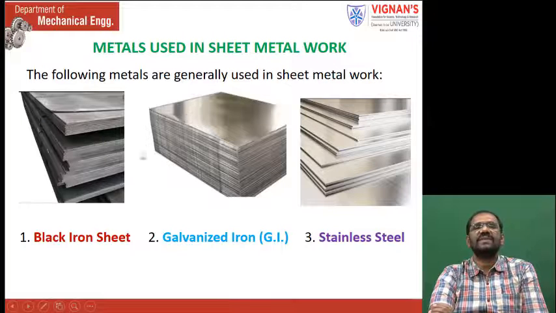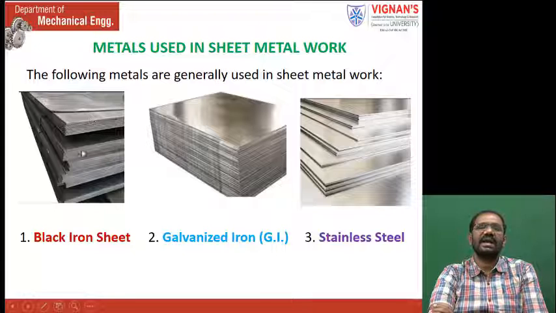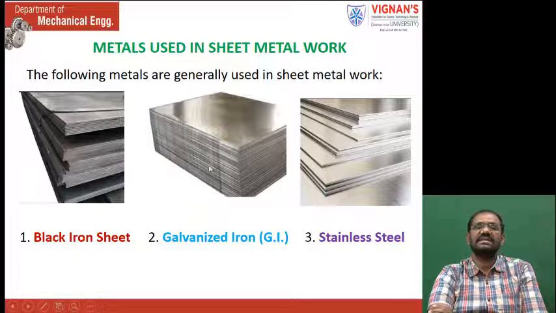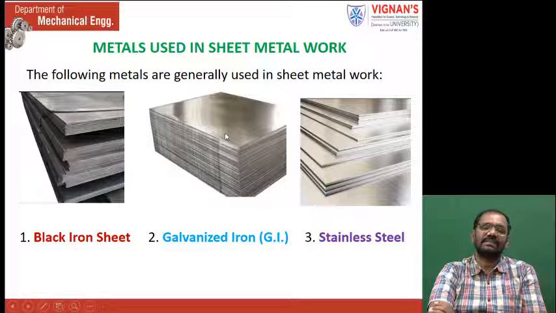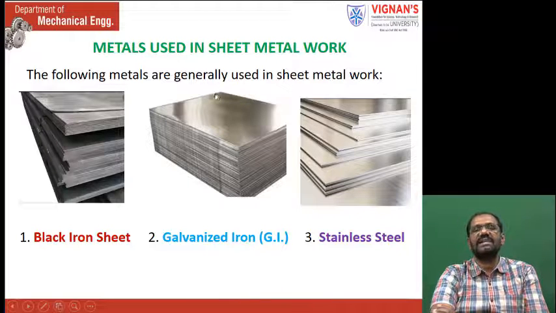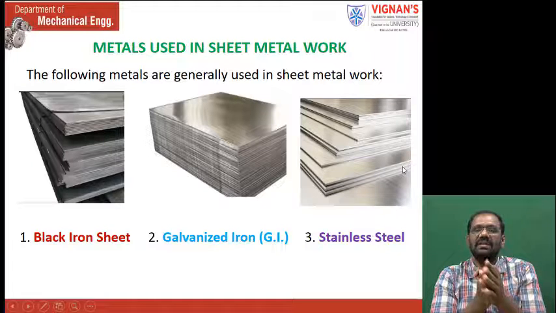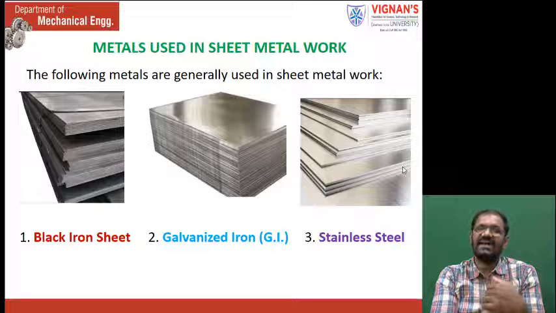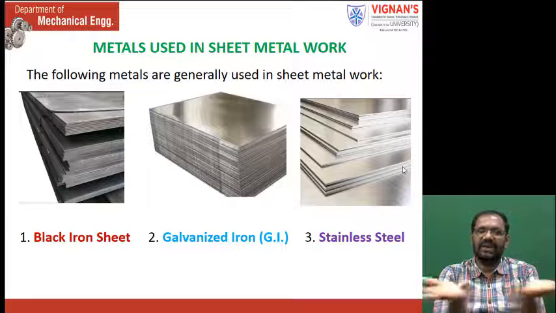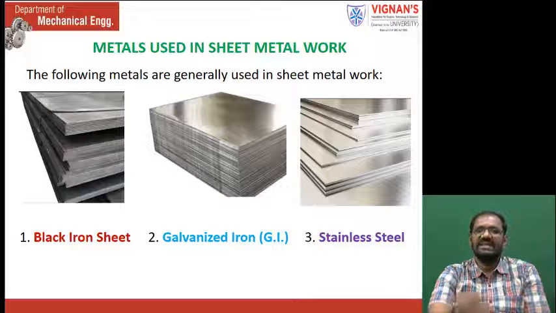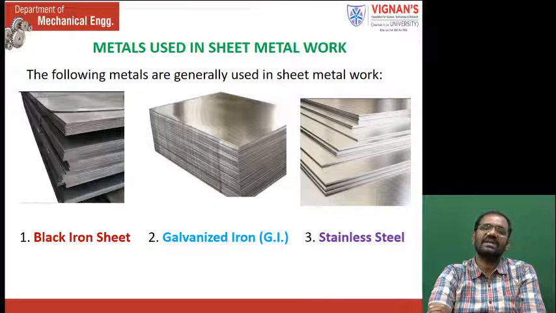The following are generally used as sheet metal. These are the sheet metals: this is black iron sheet, and this is galvanized iron sheet. This you are going to see in the workshop, where you have the GI, galvanized iron. These are the stainless steels, used in houses for decorative works in construction, and even drinking glasses and dinner plates are made with stainless steel sheets.